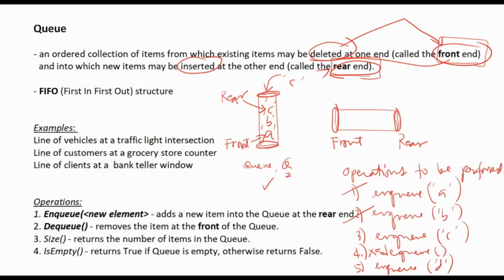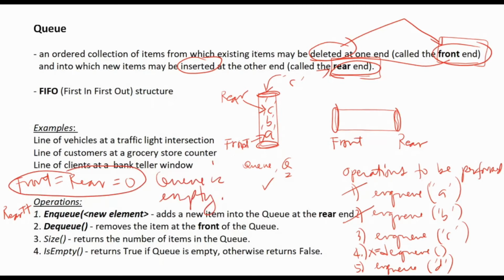Notice that every time we do NQ or insert a new element into the queue, we increment the rear. So initially, the front and the rear are both 0. This indicates that the queue is empty when the front and rear are both 0. So when you insert A for the first time, the queue has only one element, A. From being empty, it now has one element, A. What happens? You increment rear. So the front is still 0 and the rear is now equal to 1.